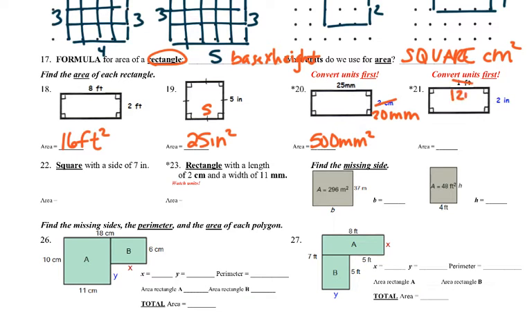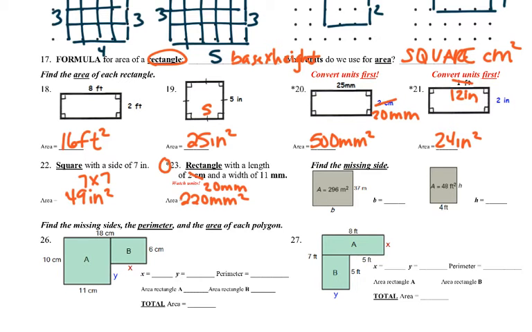Similarly, 1 foot is going to change to 12 inches. 12 times 2 is 24 inches squared. If a square has a side of 7, so that's going to be an area of 7 times 7, or 49 inches squared. Here you see that star, so I have to remind you of the units here. 2 centimeters changes to 20 millimeters. 11 times 20 is 220 millimeters squared.